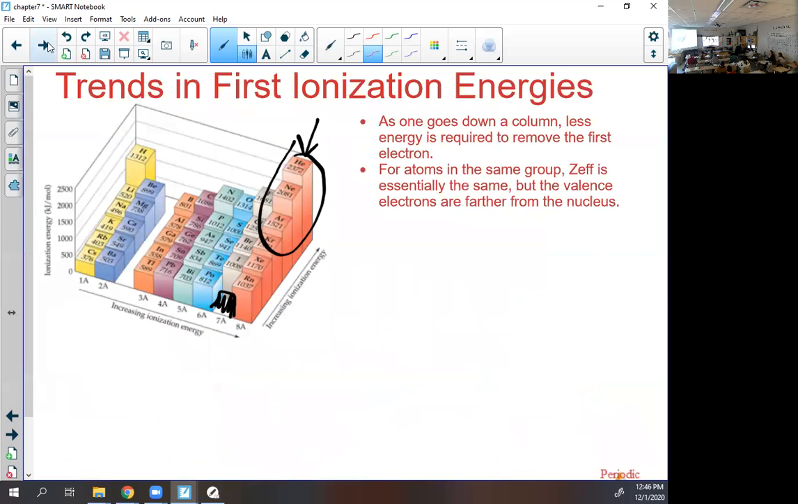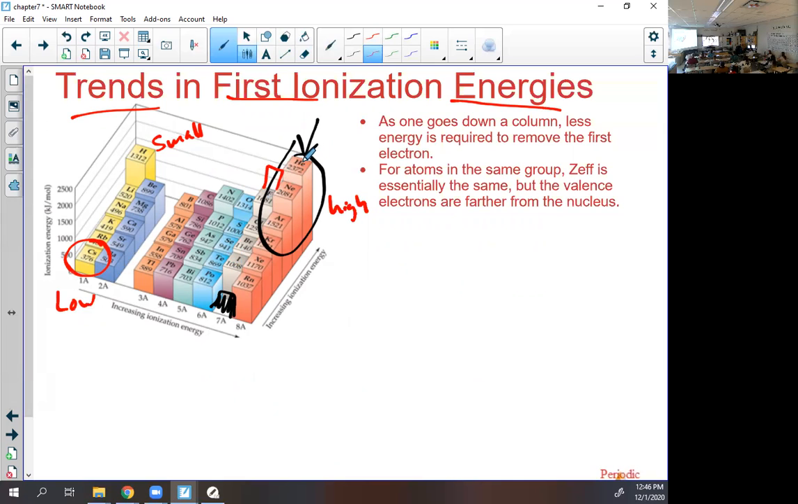Okay, trends in first ionization energies. These are super, super important. You can look at the table and get it good enough pretty much. Down here, they're really low. And up here, they're really high because it's so small. And hydrogen is in family 1, but a lot of times it fits better right here.